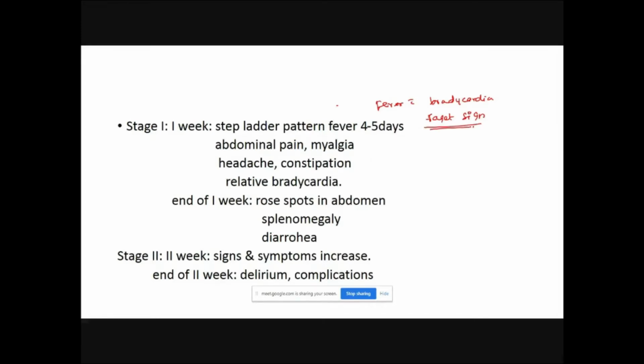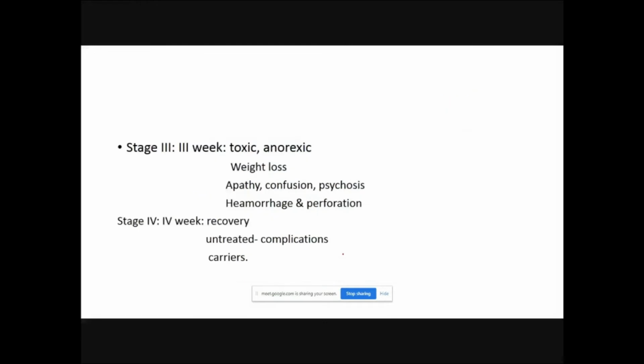And rose spots can be seen in some patients. Splenomegaly, diarrhea, and the symptoms can progress. And again, this is very important: the patient may appear toxic and anorexic in typhoid. There can be weight loss, even hair loss.